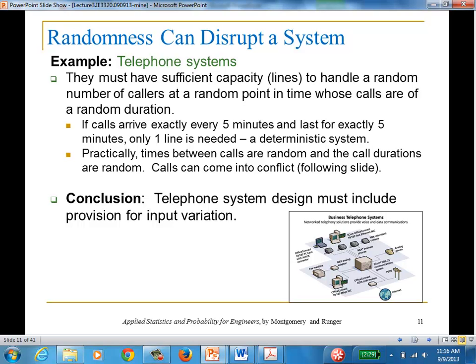Okay, so let's think about this specific scenario in which calls arrive exactly every 5 minutes and last for exactly 5 minutes. If that is the case, the situation is just like this. Every 5 minutes you have a call.